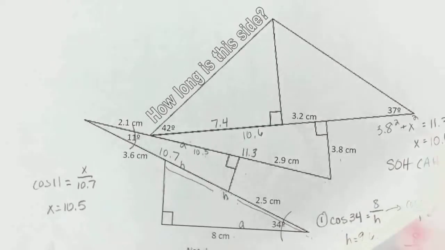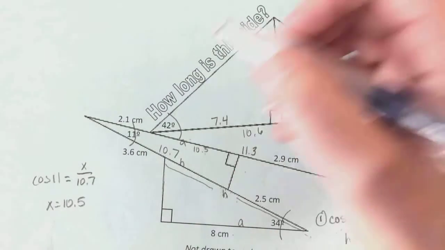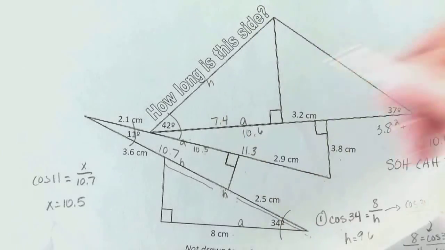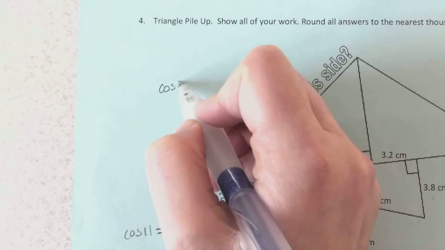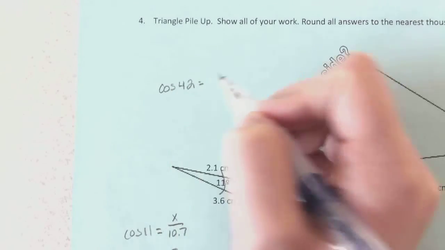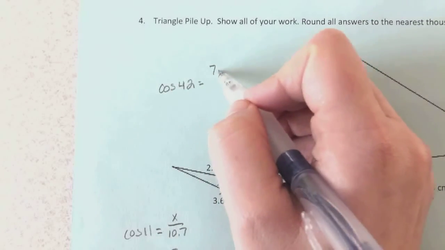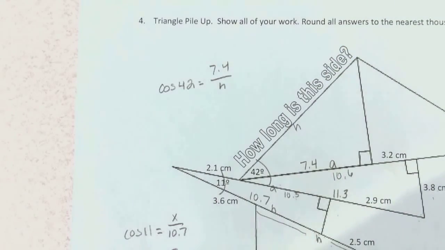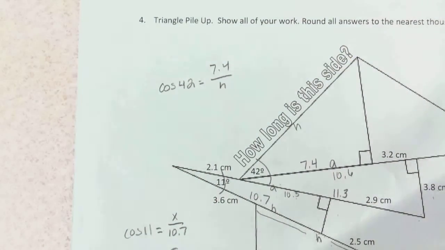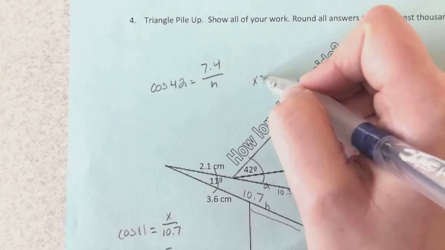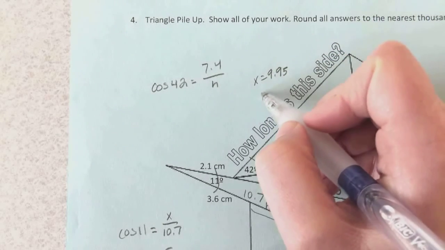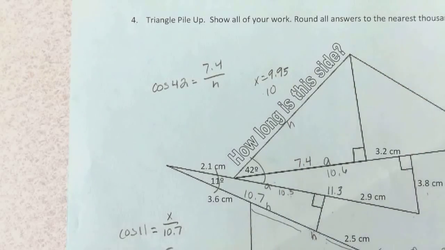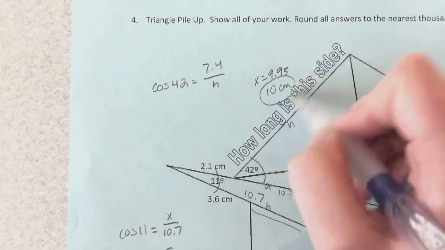Anyway, our last step here, again, this is my reference angle. I want the hypotenuse. I have the adjacent. We're going to use cosine again. So the cosine of 42 degrees equals a over h, or 7.4 over h. Once you cross multiply and solve, I believe you get 9.95, which you can just round up to 10, and the units are centimeters.